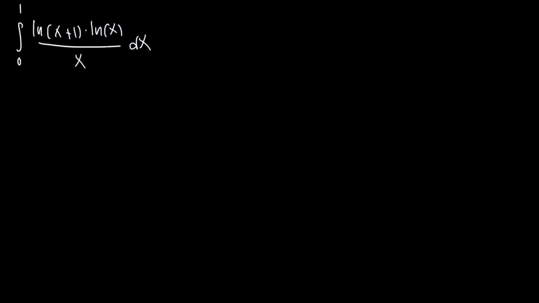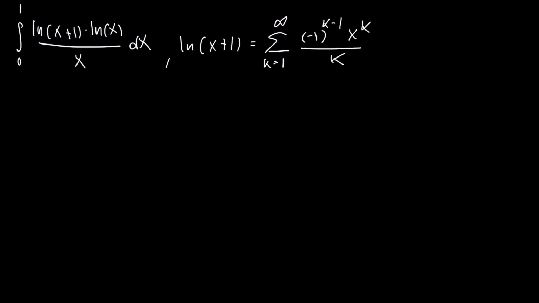Today we'll be doing the integral from 0 to 1 of the natural log of x plus 1 times the natural log of x divided by x dx. And to start off, we'll use the series representation of ln of x plus 1. So the natural log of x plus 1 is the sum from 1 to infinity, negative 1 to the k minus 1, x to the k over k.